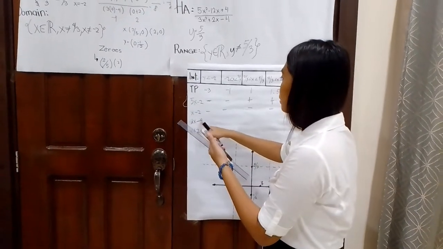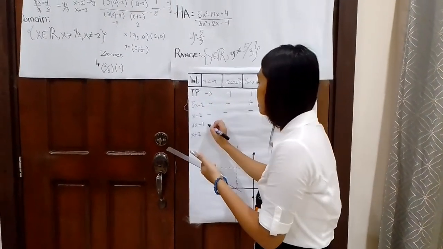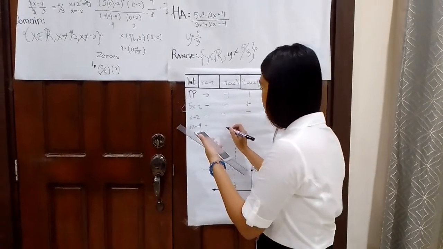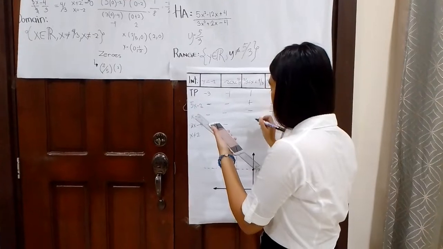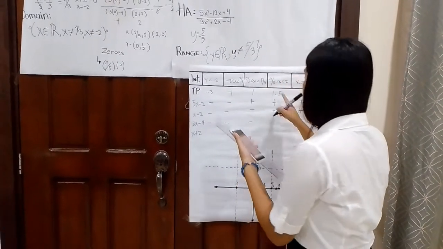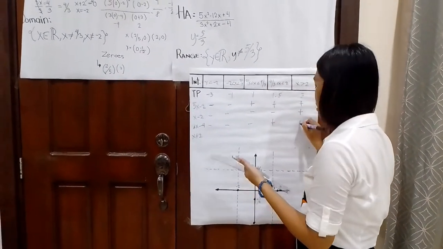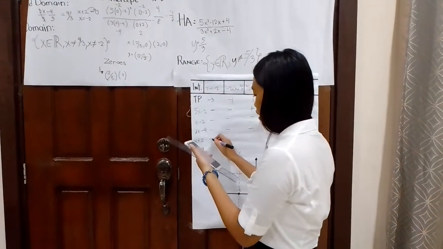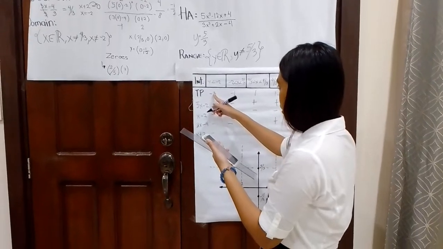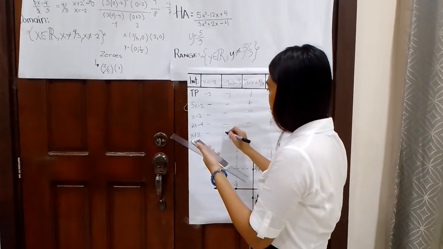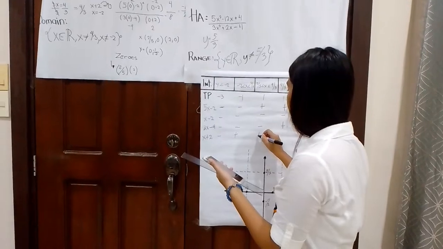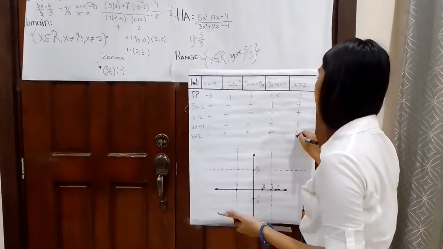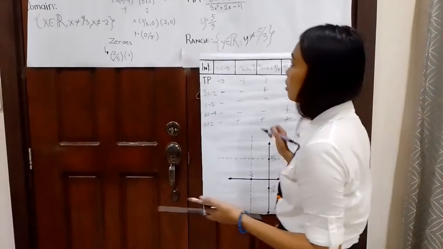Next is 3x minus 4. Substituting negative 3 is negative, negative 1 is negative, 1 is negative. Then 1.5 is positive and 3 is positive. Next is x plus 2: negative 3 is negative, negative 1 is positive, 1 is positive, 1.5 is positive, and 3 is positive.